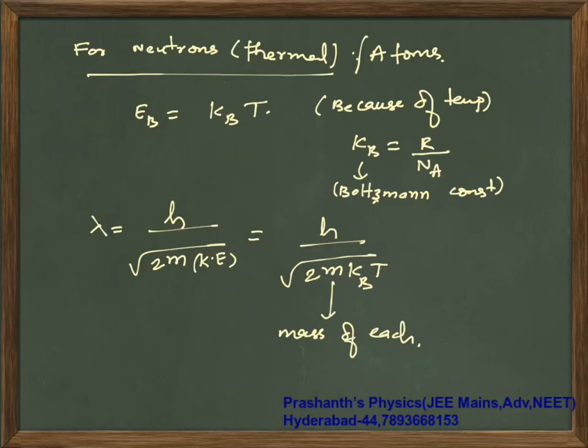Your Heisenberg uncertainty principle and all you will study in chemistry atomic structure, so I don't need to discuss what de Broglie's wavelength is and how it comes. With this almost everything is done in the physics part. Now only the basic graphs part is left, that we will see in the next class tomorrow. That's all for today. Thank you.